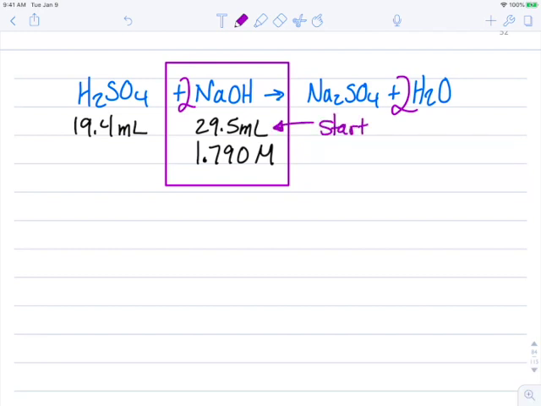What we said before is that molarity is a conversion factor, and we don't want to start with a conversion factor. We always want to start with a number that's not a conversion factor, and that's why we start with our volume. Okay. So any questions on why we're going to start with the volume of NaOH, the 29.5 milliliters?